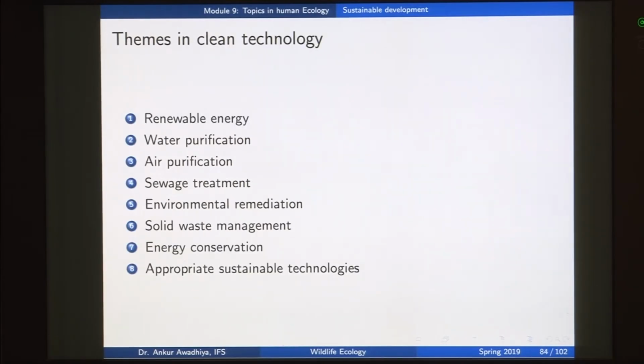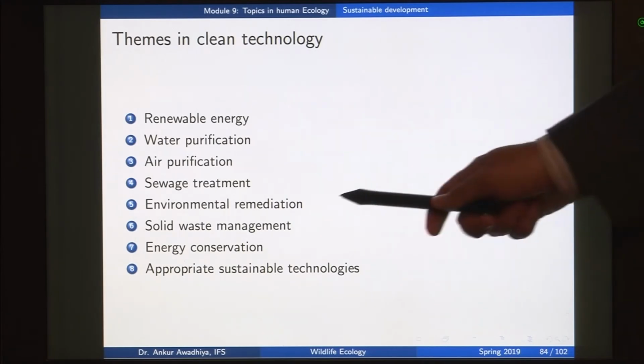Now, there are some common themes running in the clean technology sector. We talk about renewable energy that needs to be promoted, we talk about water purification and air purification, sewage treatment, and environmental remediation. In the case of environmental remediation, there is an environment that has already been polluted and we are trying to remove those pollutants from that environment, maybe by putting up some particular species of plants that absorb those pollutants, or by using some chemical processes or physical processes. So, that is environmental remediation.